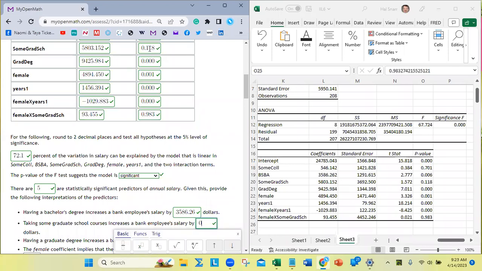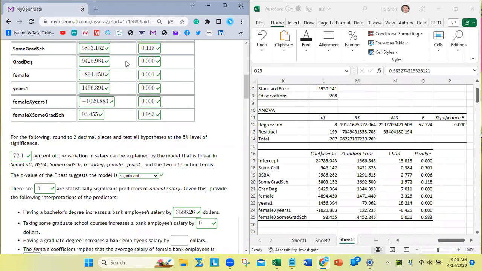$0, because this predictor is, we concluded that it's statistically insignificant. That's why we put 0 here. Even though this coefficient is 5,800, roughly, it's statistically insignificant, so we put 0 down here, okay?